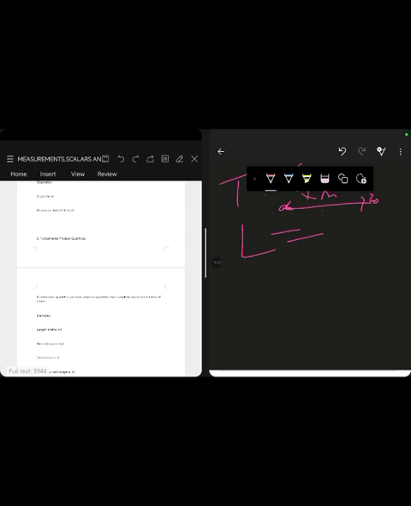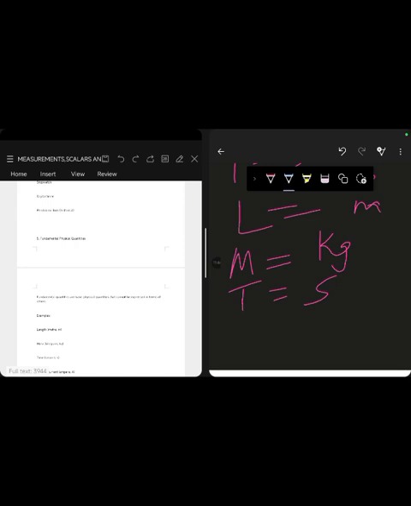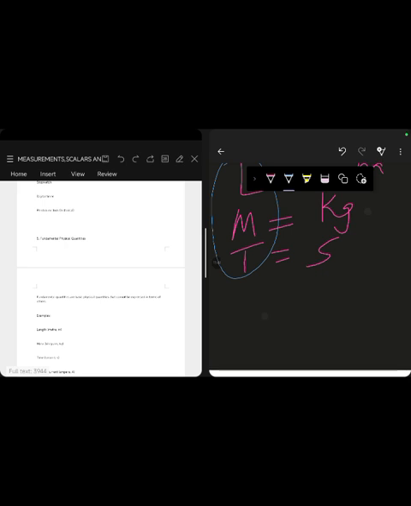So length is measured in meters. I beg your pardon, I wanted to say the next one is mass. Mass is measured in what? Kilogram. So these are fundamental quantities. Your time is measured in seconds. Now, JAMB mostly focuses on these three, mostly MLT, though we have many others.